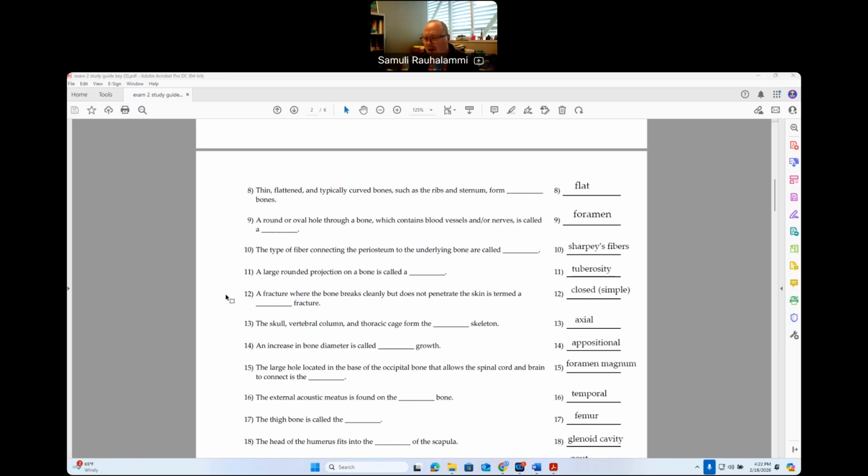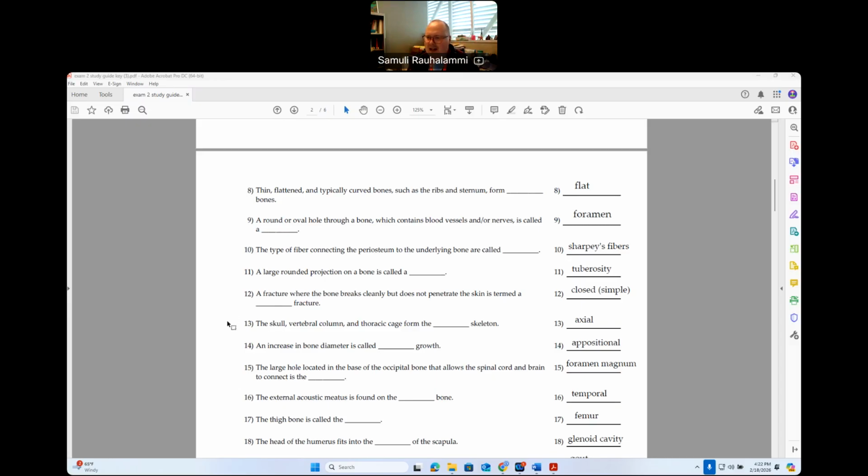We also talked about fractures. So we could have closed, simple fractures where the bone ends remain aligned and do not puncture the skin, although there is a fracture. Or complex or open fractures where the skin is broken and the bone ends are misaligned. How we treat fractures depends on what type they are.